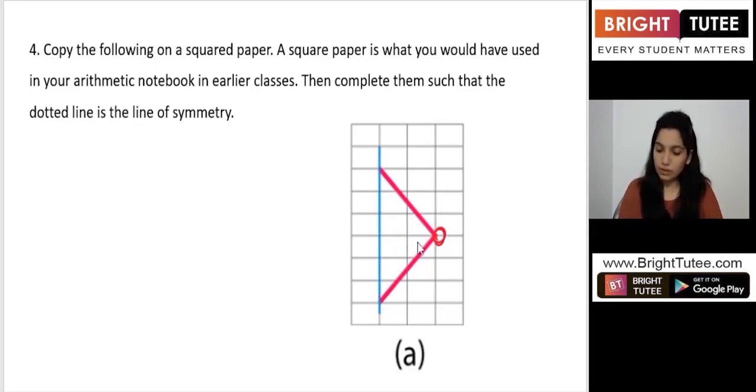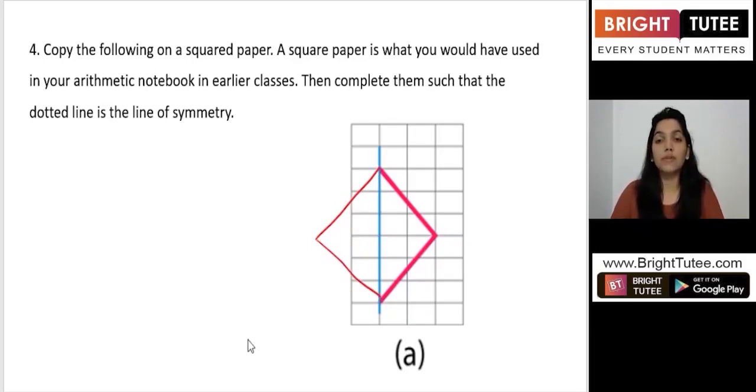Okay, so let me try it on the other side. This is 1, that is one part away from the blue line, and similarly another one will be here. So here I join this one and here I join this one. I'm just erasing, this line is not required.